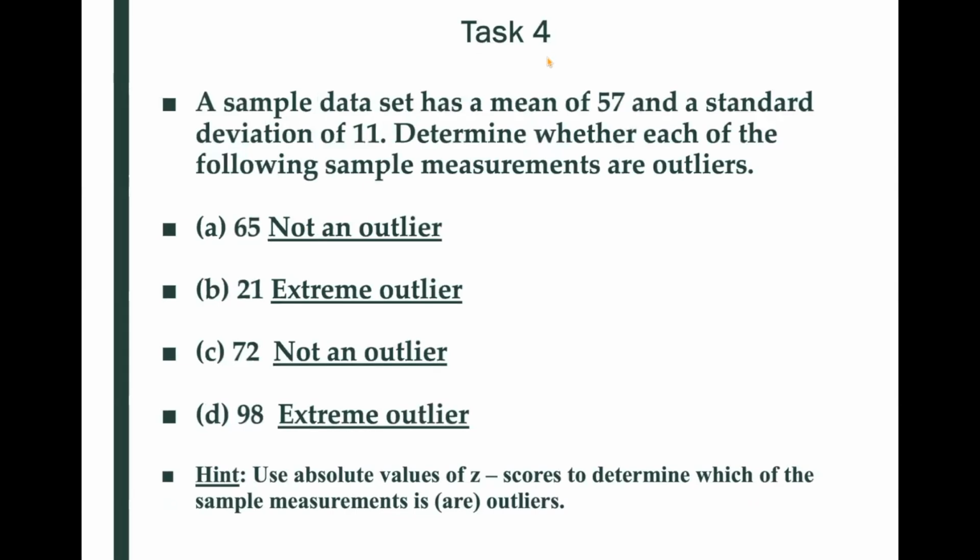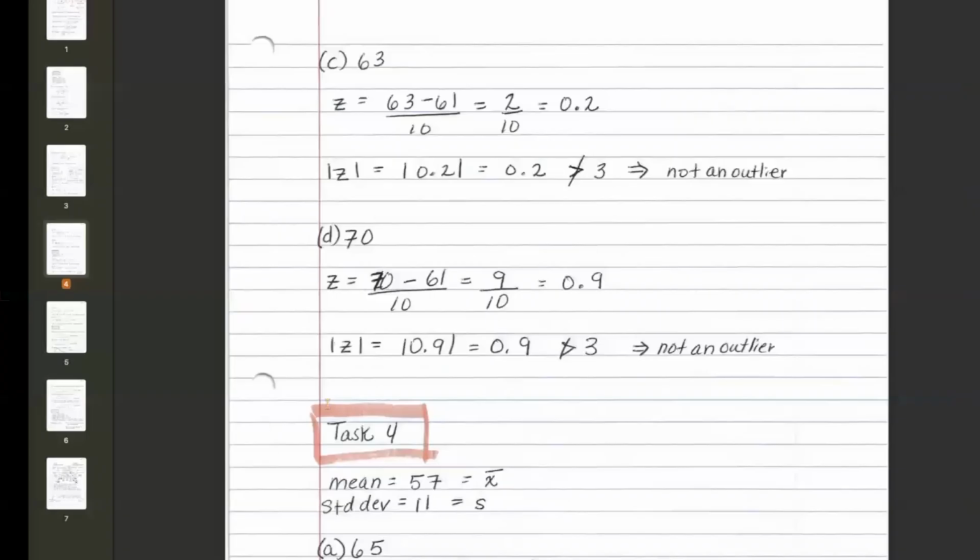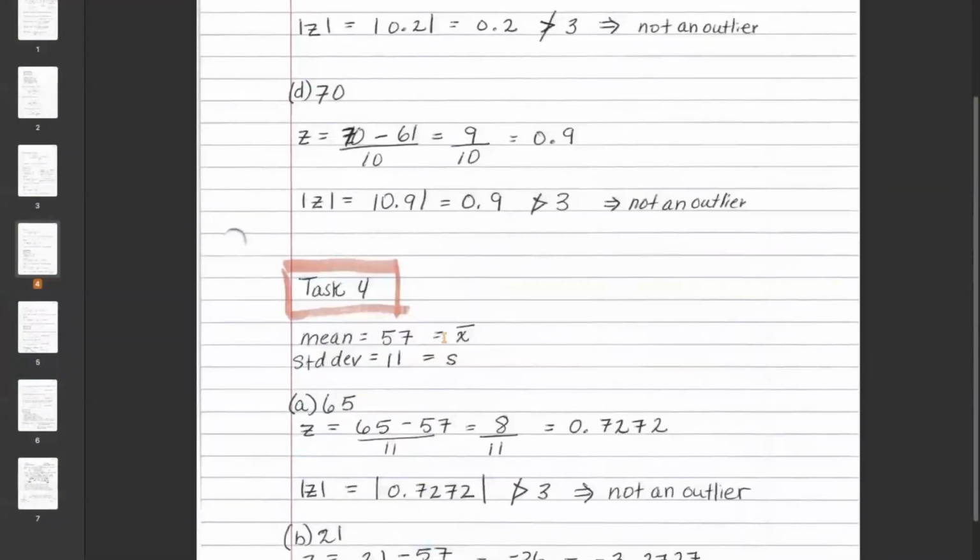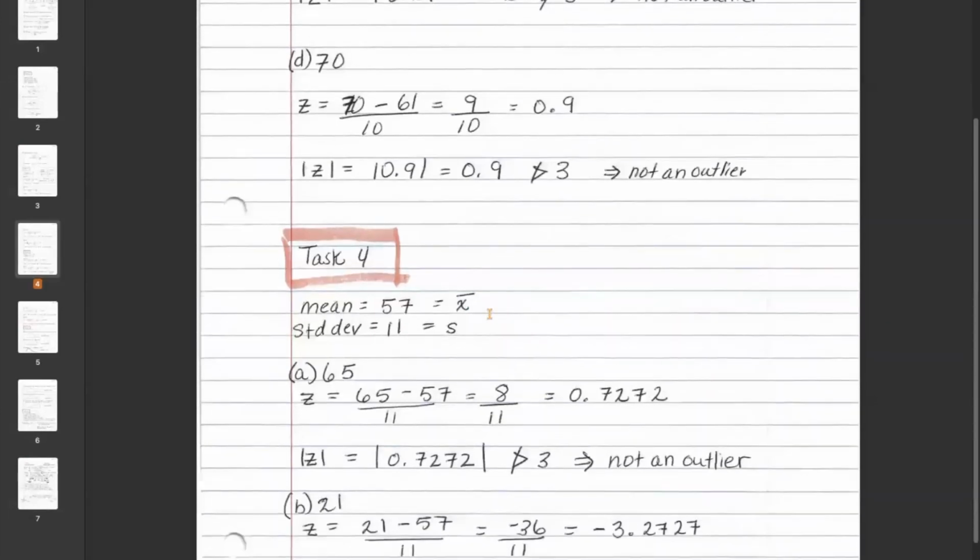Task 4 is very similar. We're going to be using z-scores again, and we're given the mean and the standard deviation, but now the mean is 57 and the standard deviation is 11. And then we're given these values: 65, 21, 72, and 98. On to task 4, I'm writing down what's given in the problem just so I can keep things straight, and I recommend that you do that too.